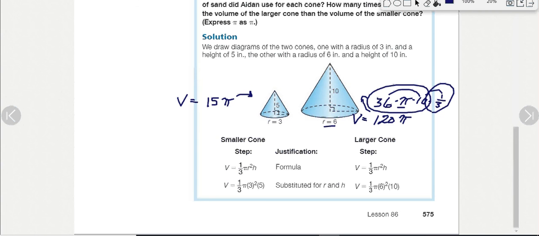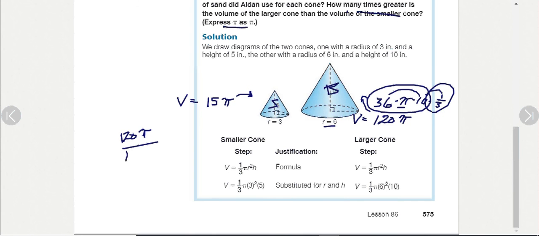height. Then it finishes by saying how many times bigger is the volume of the cone that's bigger than the smaller volume of the cone. And keep expressing pi as pi. You don't have to calculate the pi, it just makes things ugly. So what we do then is we put the 120 pi, which is the volume of this big guy, right? B for big guy. And then we want to divide that by small guy, by 15 pi.